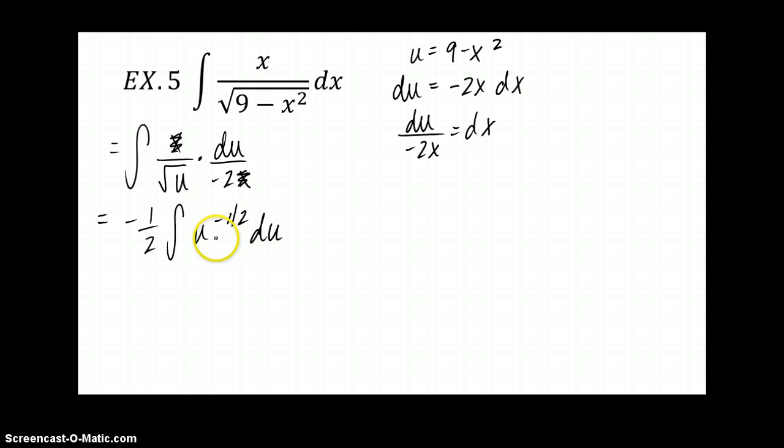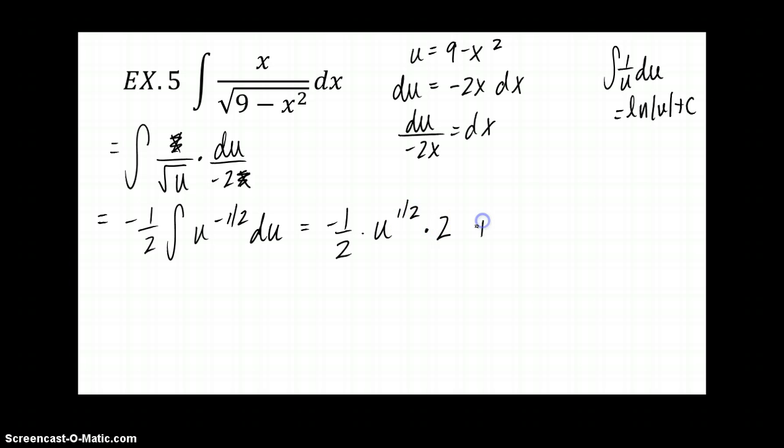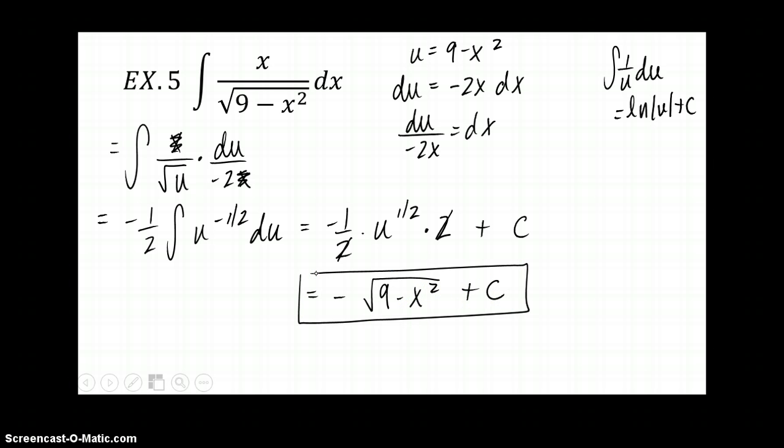Okay, so this antiderivative is not the log rule, and that's what I need you guys to see. This is just one of many rules we have for integration. It doesn't mean every single problem will use that rule. So -1/2, add 1 to the exponent, divide by the new exponent. It's indefinite, so I need the plus c. The 2's cancel, and I get negative square root of 9 minus x squared plus c. So that would be my final answer.